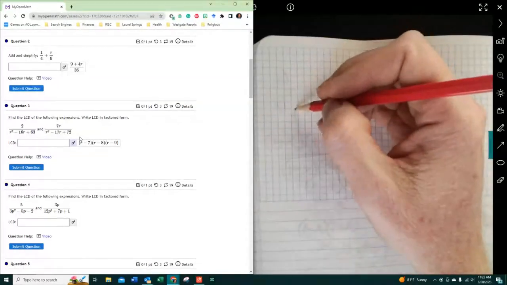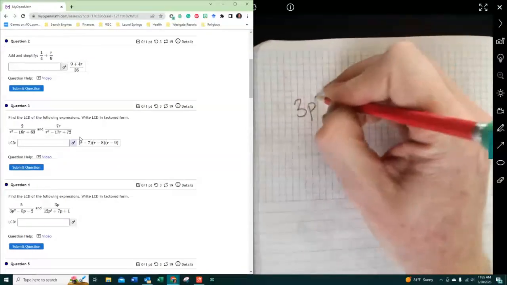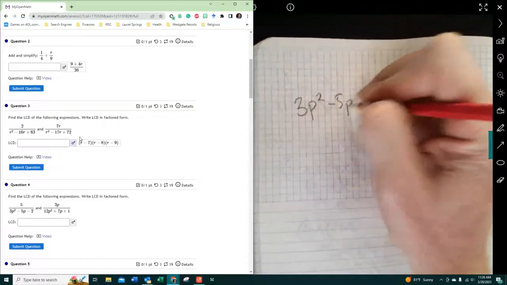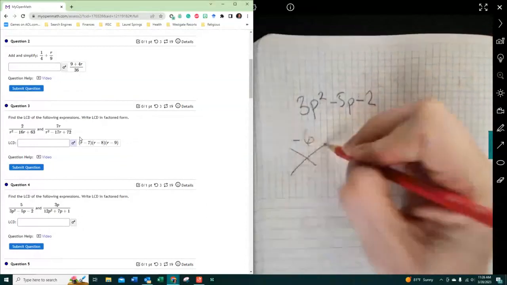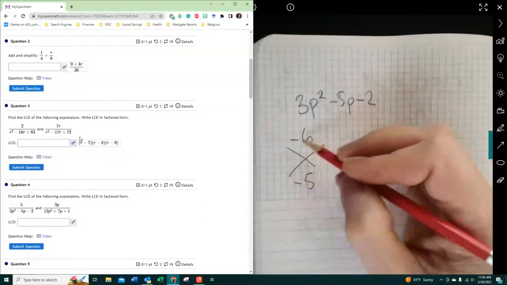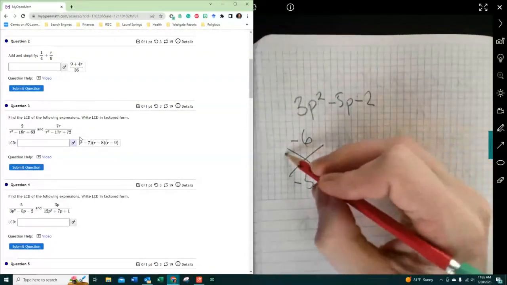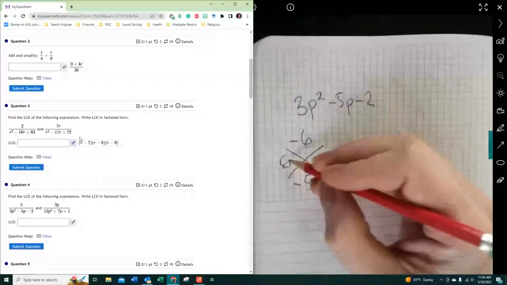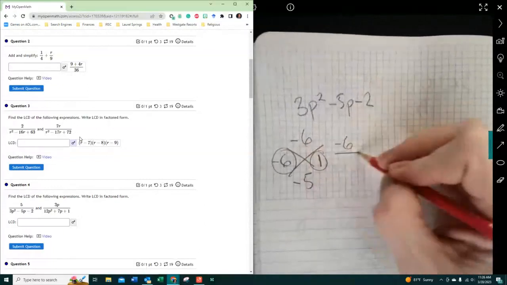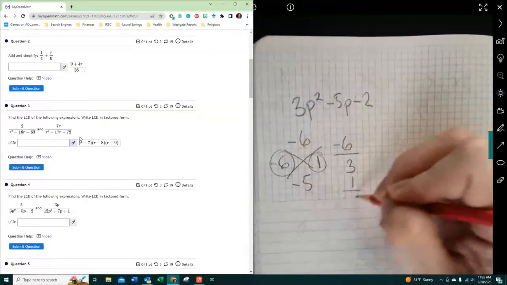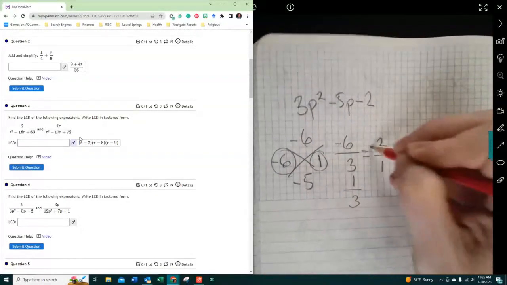Now, I have 3p squared. I got to come up with the LCD between these two. So I'm going to factor this one. And then I'm going to multiply that together. And that gives me this. And then I'm going to ask myself what two numbers multiply together to create -6 that add up to 5. And that would be 6 and 1. And that would be -6, +1. Circle them. Put that over the leading coefficient. And then I would have to reduce it, and that gives me 2 over 1, and that's negative.